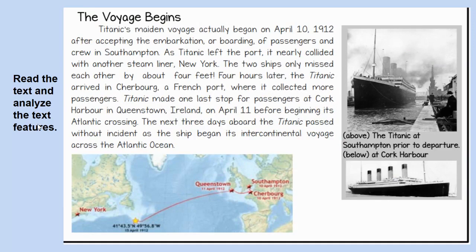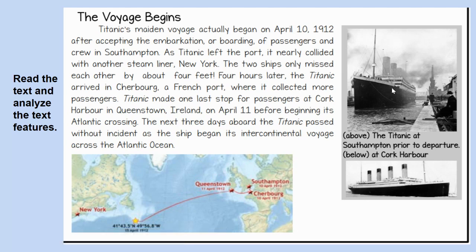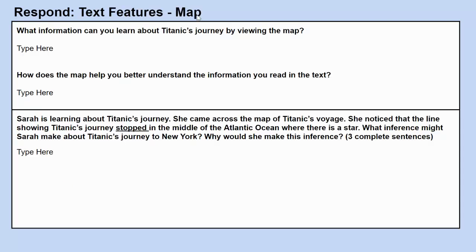You're going to begin reading about the Titanic's voyage. The Titanic set sail on April 10th, 1912. So you're going to read the information about its voyage. You'll take a look down here at the map of where it was going. It was trying to go to New York. You'll take a look at the picture that shows you some visuals of the Titanic. And you'll use that information to answer questions about the text and to answer questions about the map. If the question asks for 3 complete sentences, make sure that you are doing 3 complete sentences.